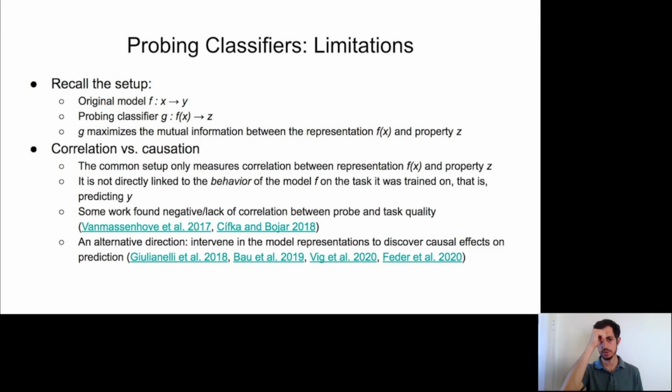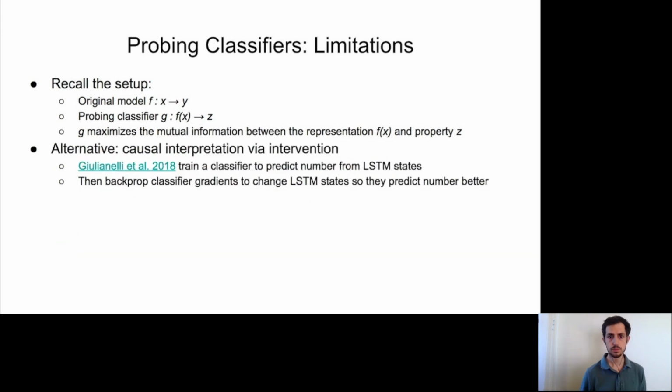So an alternative direction to study this is to look at a causal relationship between the representations and the behavior of the model, the predictions of the model. A few recent studies go in this direction by intervening in model representations or trying to discover causal effects on predictions. We'll take a look at a few of those examples.